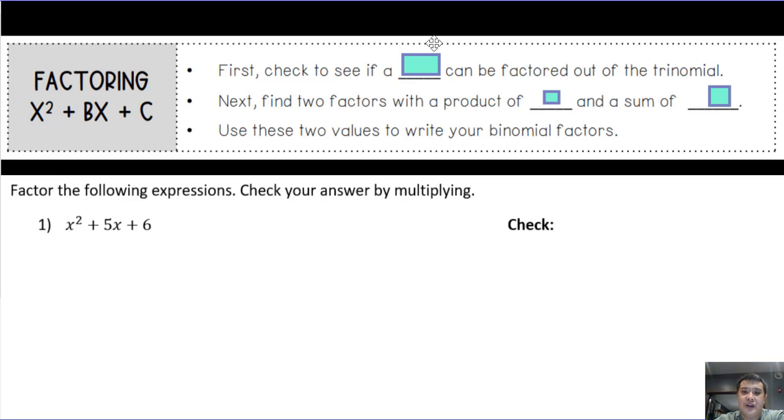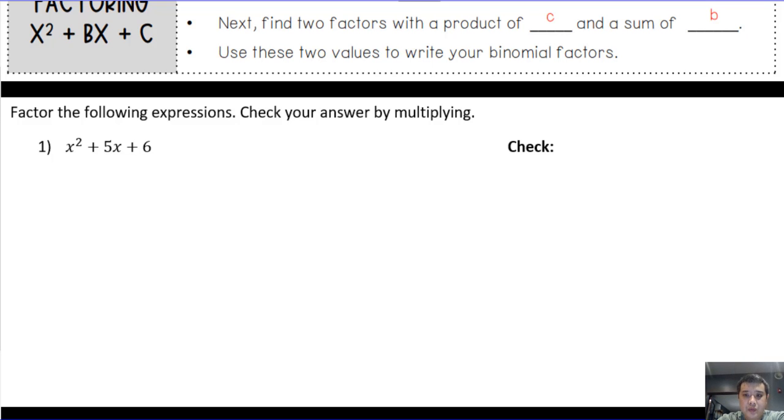The first thing is to check to see if there can be a GCF that can be factored out of the trinomial. Next, find two factors with a product of c and a sum of b, and then write these two values to factor your binomial. So here we have a b value of 5 and a c value of 6. We need to find two numbers that multiply to 6 and add up to 5. The factors of 6 are 2 and 3, and 1 and 6, and 2 and 3 add up to 5. So we're going to have x plus 2, x plus 3.